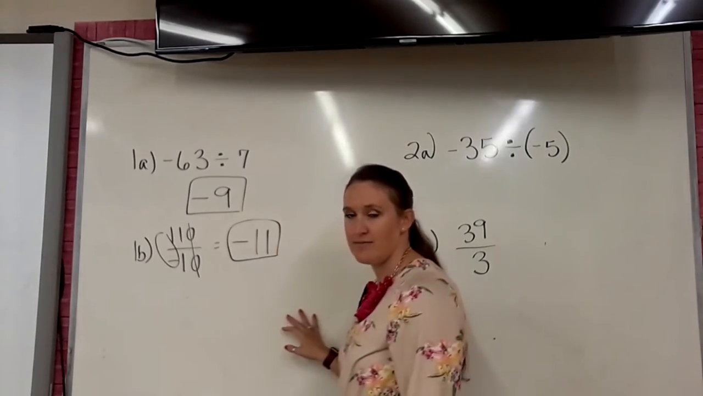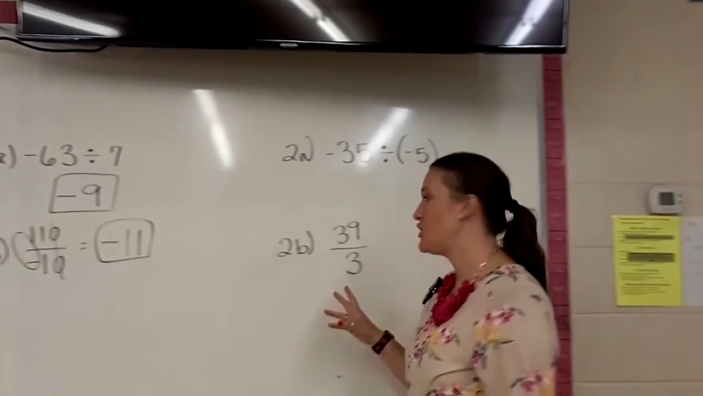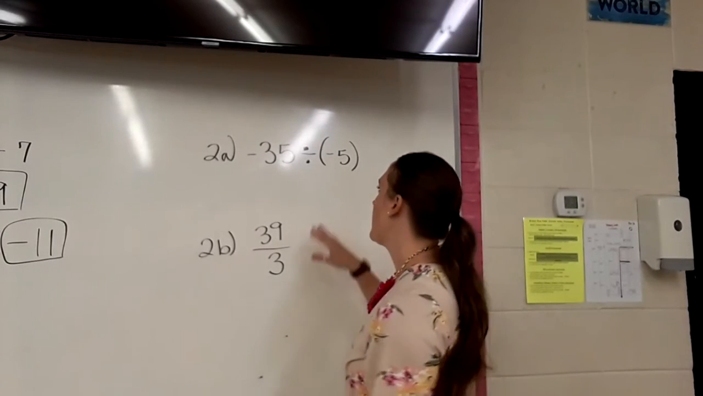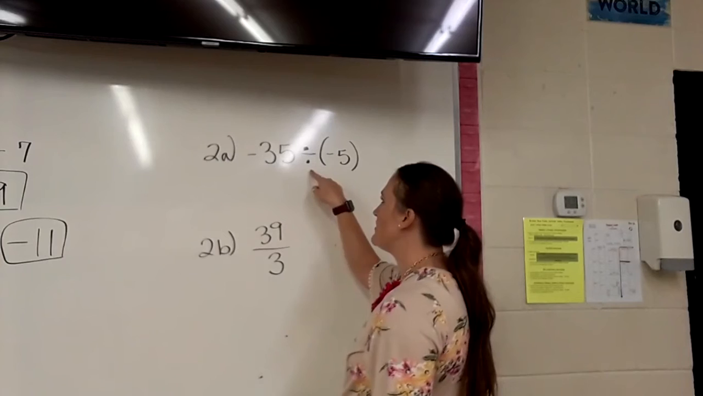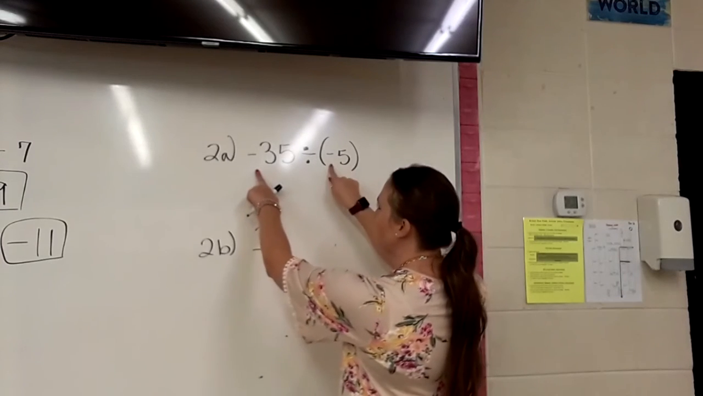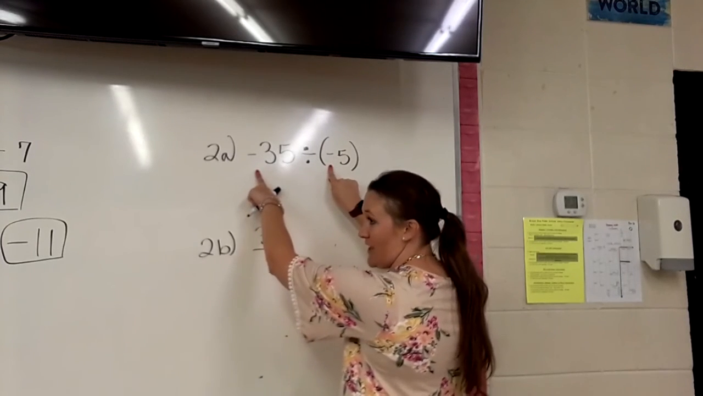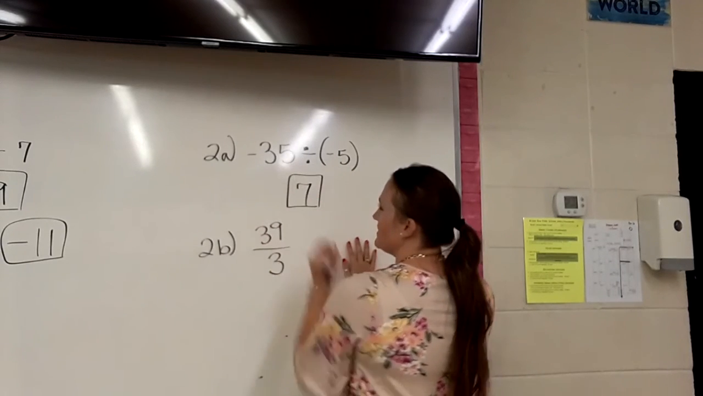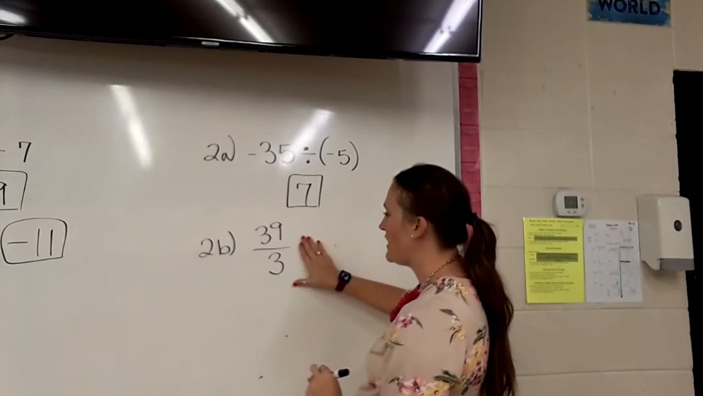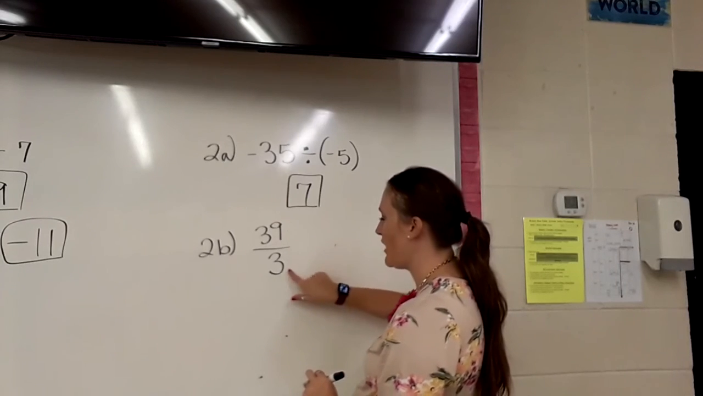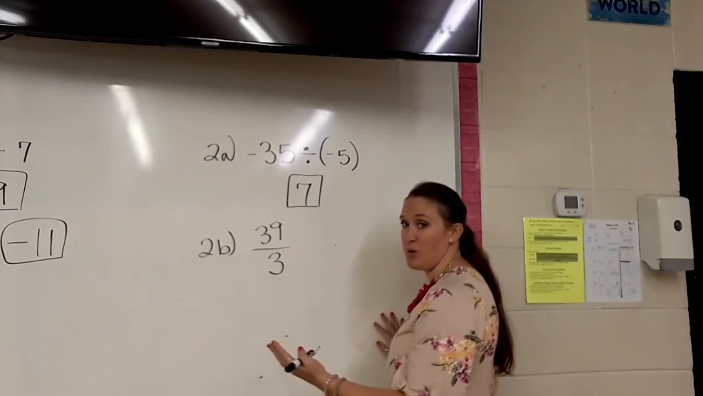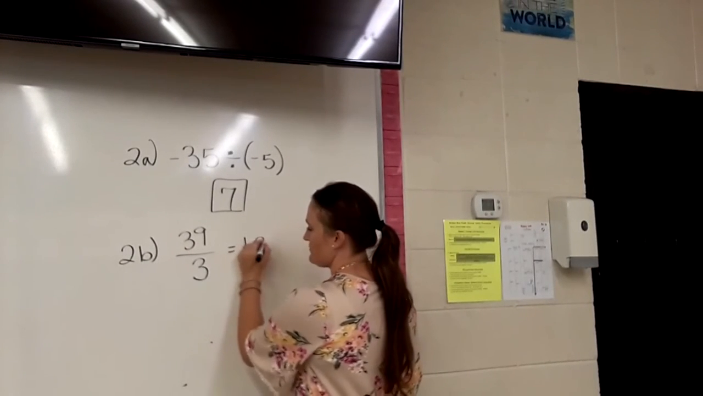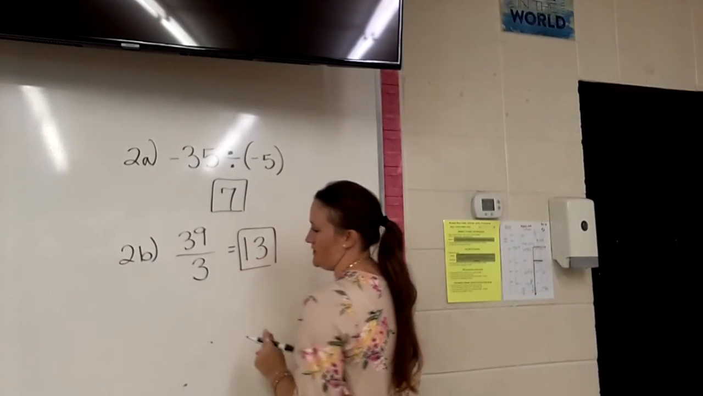So negative 11. Okay, now we're going to look at the two that you just did on your own. If you haven't, pause the video and work them out. So I have negative 35 divided by negative 5. A negative divided by a negative is positive. They cancel. 35 divided by 5 is 7. So positive 7. Okay, on 2b, I have a positive 39 divided by a positive 3. So we know our answer is positive. And then you would just do 39 divided by 3, which comes out to 13.